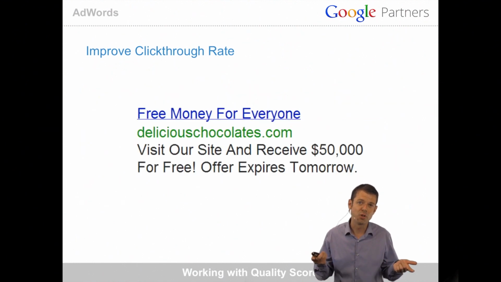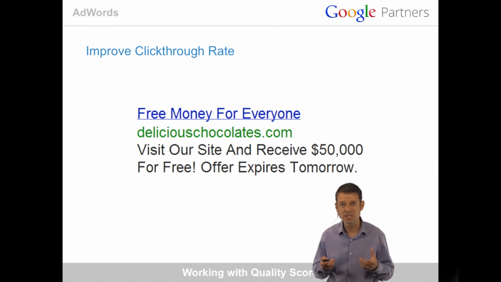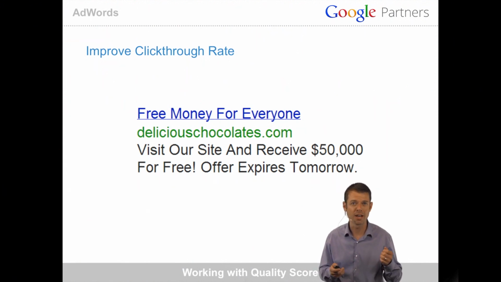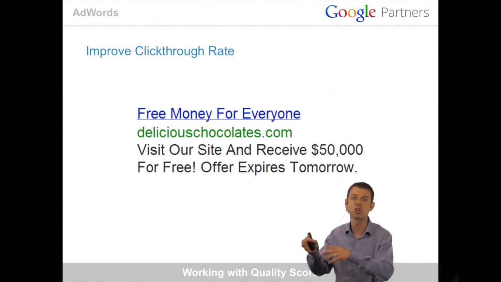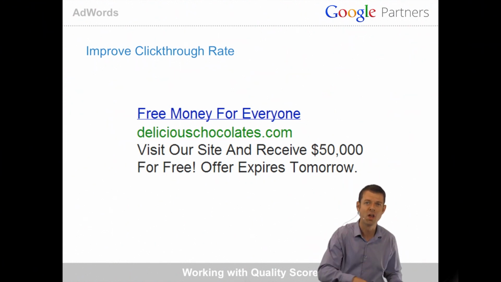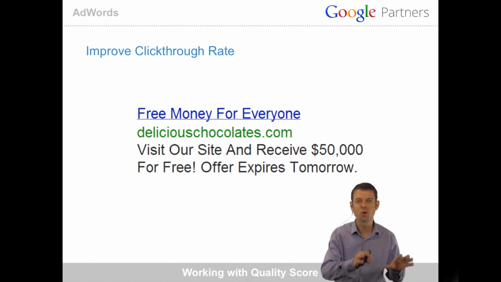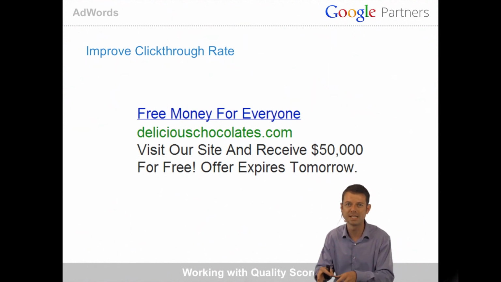Now, the final thing to keep in mind with improving click-through rate and quality score is that quality score is not the metric that matters to your business the most. The metric that matters to your business is conversions, conversion rate. Right. So you want to get people to come to your website when they're interested in purchasing something. If you're just optimizing to get the best click-through rate or the best quality score, you're losing sight of what your business is all about.